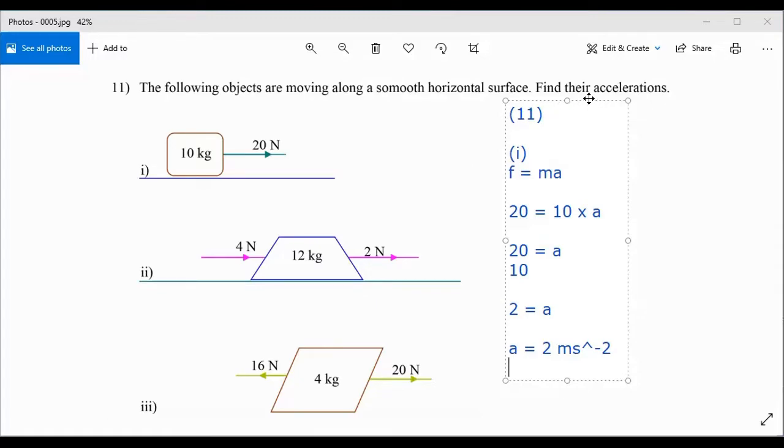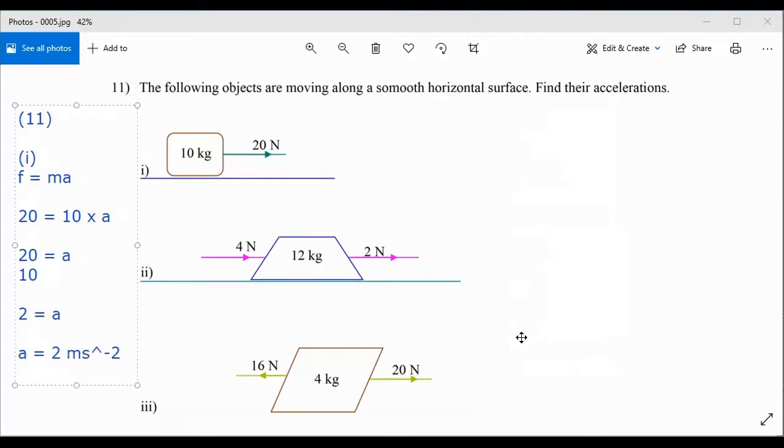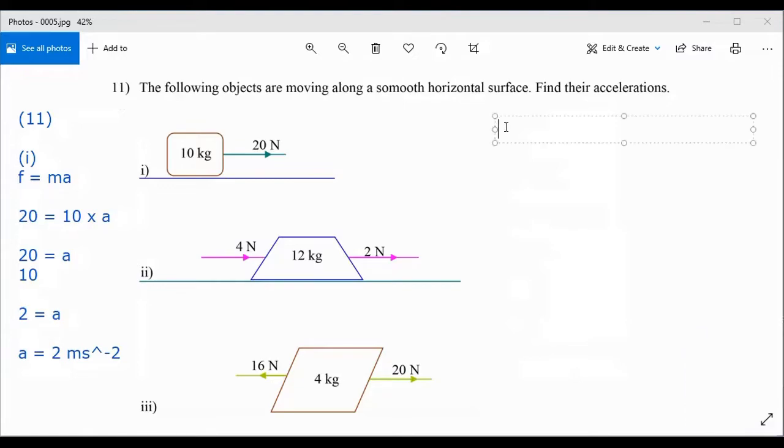Right, shall we go to the second question here? I'll give the answer here. Shall we go to Roman number 2? Right, how many forces are acting on the second object? 2 forces. What are the directions of the forces? Are they acting into the same direction or opposite direction?